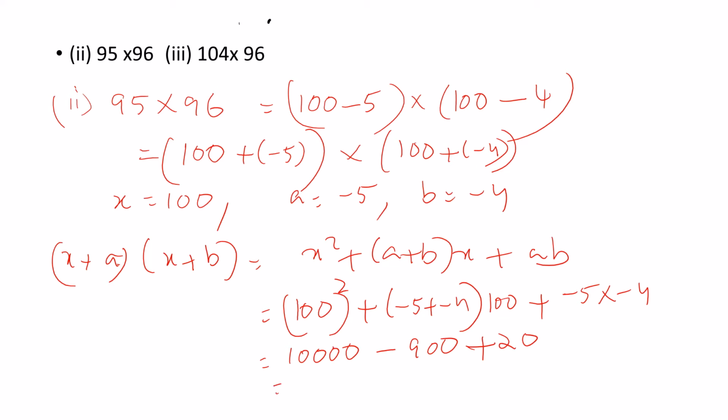So 10,000 plus 20. So it will be 10020 minus 900. So the answer will be 9120.